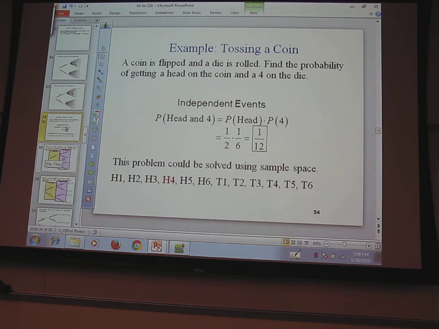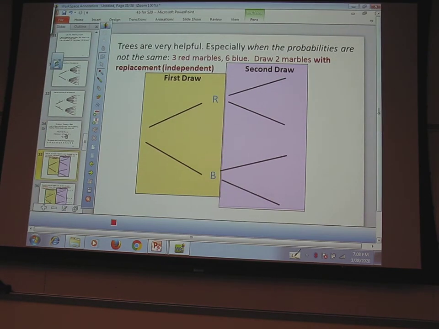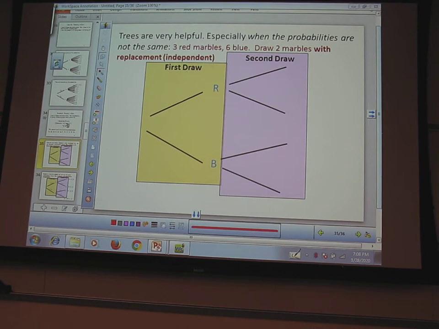Let's take a look also at trees in general. This is not your problem. I'm going to do this one. Give me 2 minutes or 3 minutes for this one, and then I'll give you a couple minutes to do yours. So first of all, mine is just simpler.